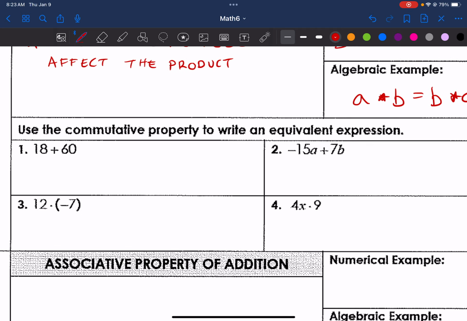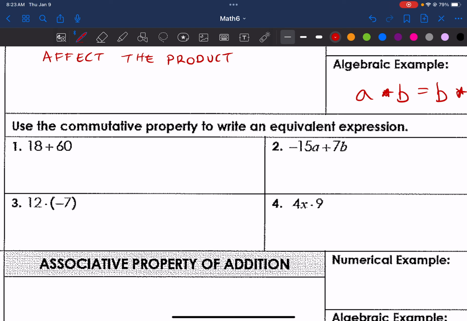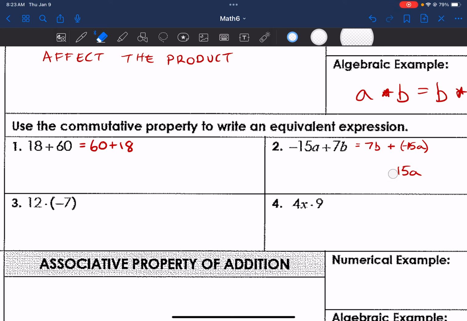Let's try using the commutative property to write equivalent expressions. So this could be 60 plus 18. How can we adjust number 2? 7b plus negative 15a. And the reason I have the negative 15a in parentheses is because that negative sign and the addition sign are right next to each other. Otherwise, it would look like this. And that sometimes gets really confusing. But you can write it like that. It's not wrong. But sometimes it gets confusing for me. So I put it in parentheses.